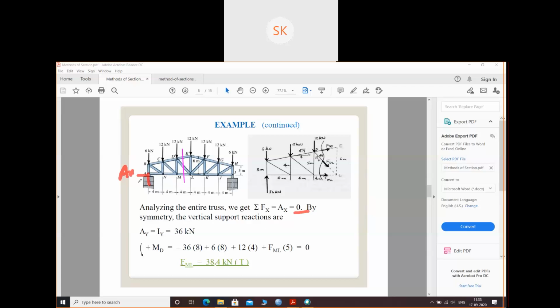That means this one, Ay. I have taken the symmetry part. That's why don't confuse with 36 Newton. I have taken this part, the symmetry part, that's why I've taken half of that.